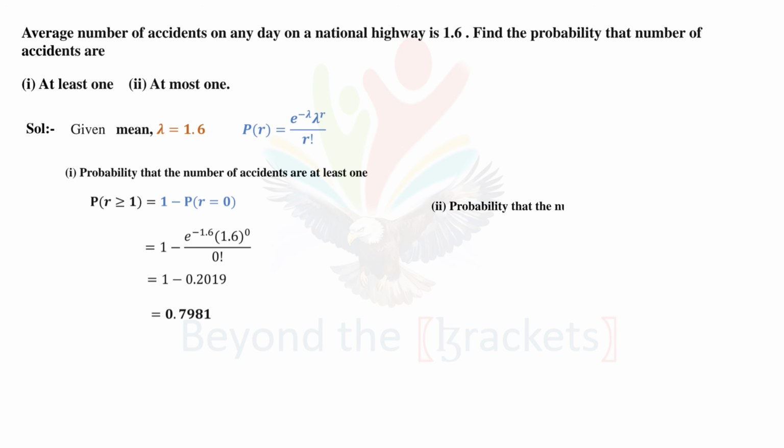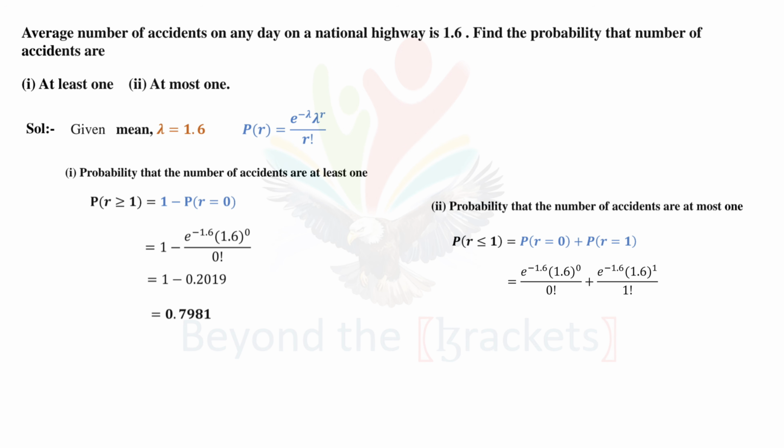Probability that the number of accidents are at most 1, that is maximum of one accident, is given by P of r less than or equal to 1, which will be P of r is equal to 0 plus P of r is equal to 1. Substitute these values in probability mass function and simplify to get 0.5249.